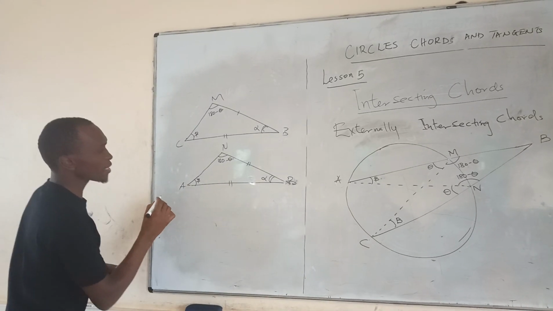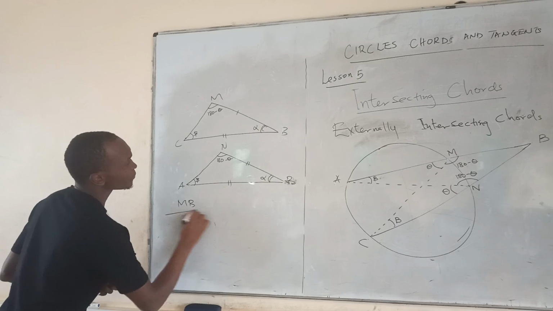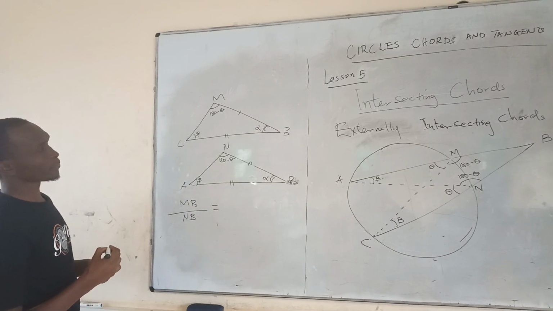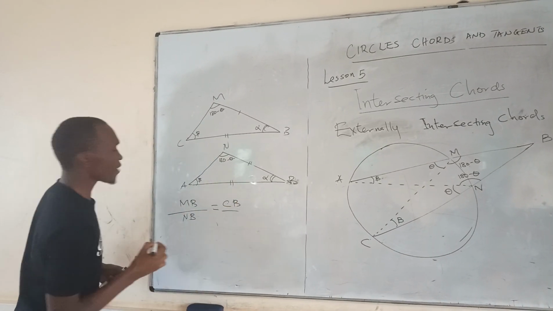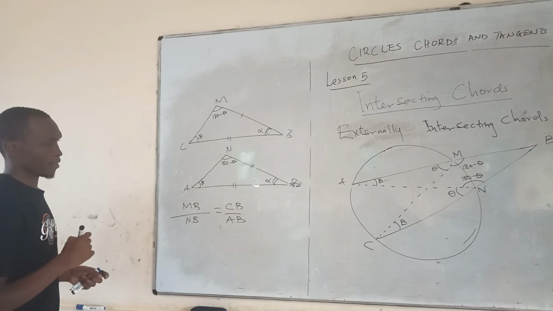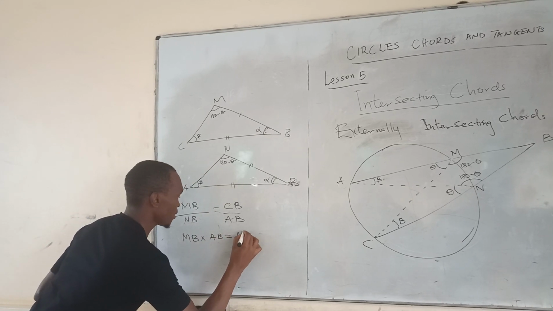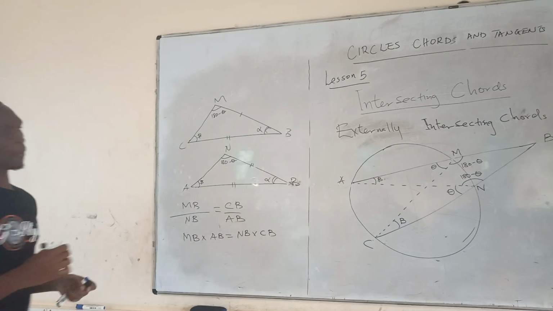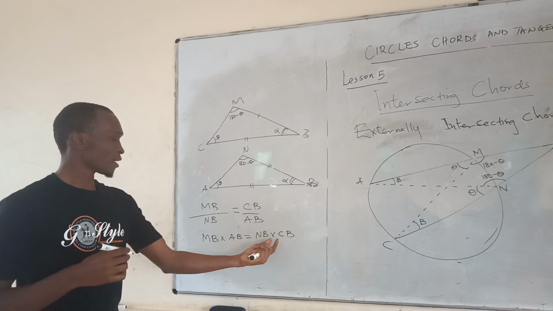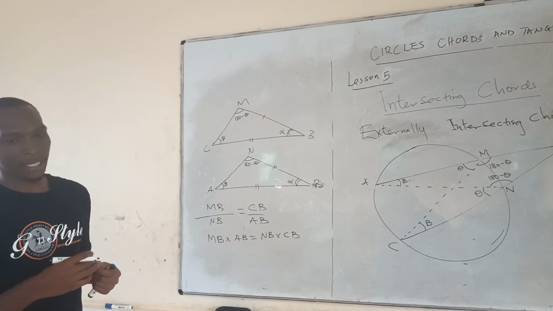So from the similarity concept, we can say that MB over NB will be equal to CB over AB. So if we cross multiply, we are going to get that MB times AB equals NB times CB. So if we are given the distances of the other lengths, and maybe we miss one, we can derive that one from this formula. So let's have an example.